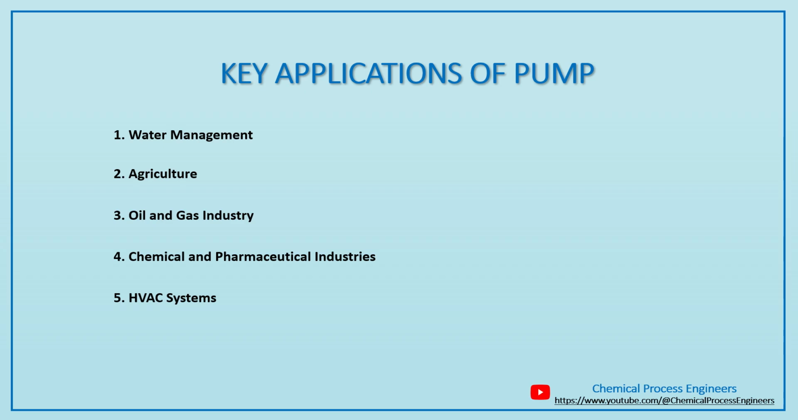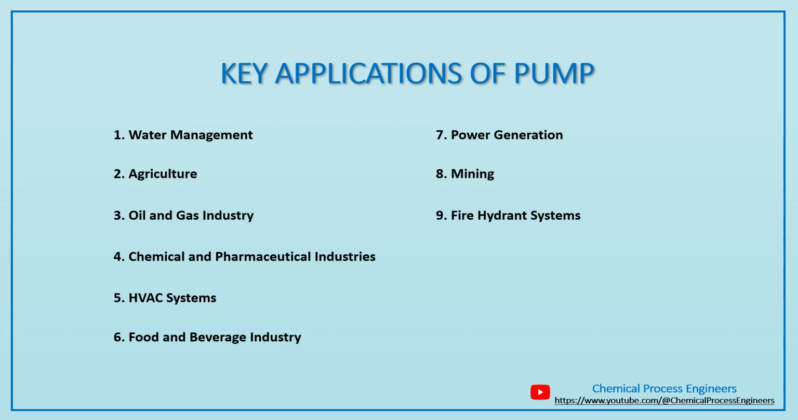In HVAC systems, pumps circulate fluid in heating, ventilation and air conditioning systems. In the food and beverage industry, pumps are used to transfer liquid, ensuring sanitation and hygiene. In power generation, pumps circulate cooling water and fluids in power plants. In mining, pumps are used for tailing reclamation, slurry transfer and mine dewatering.